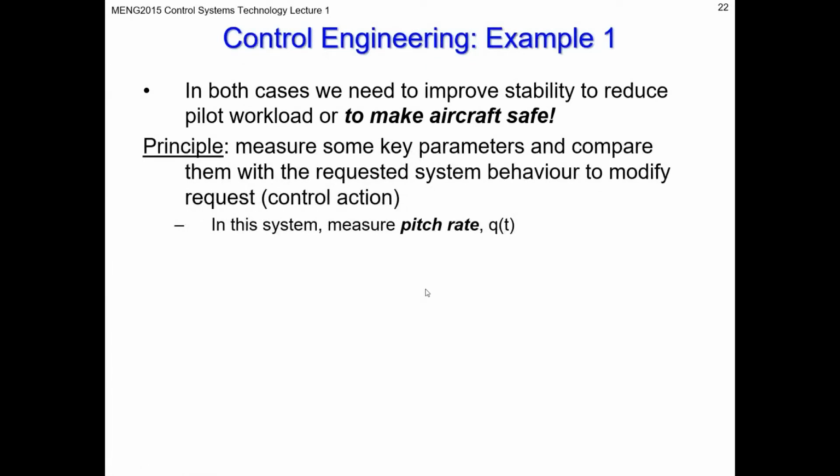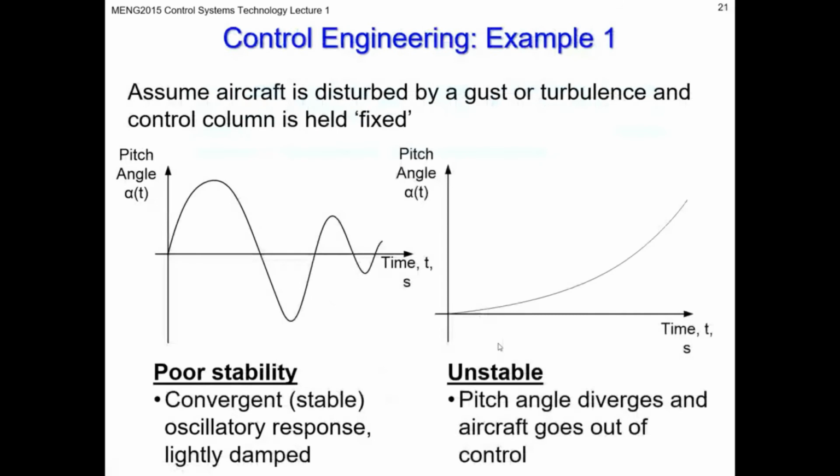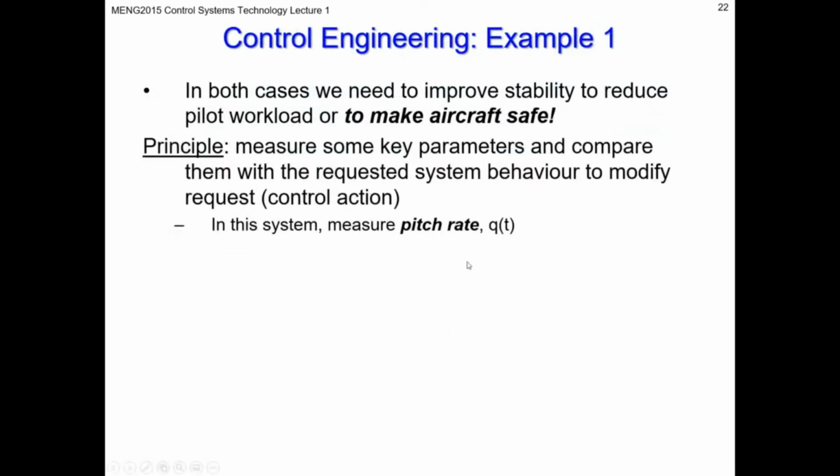So what we do here is we measure some key parameters and adjust the system behavior to modify the response of the system. And the key parameter in this case, pitch, that's the angle alpha here, is the angle of the nose of the aircraft versus horizontal. And pitch rate is the rate of change of that angle. So we're looking at pitch rate and we're measuring pitch rate.